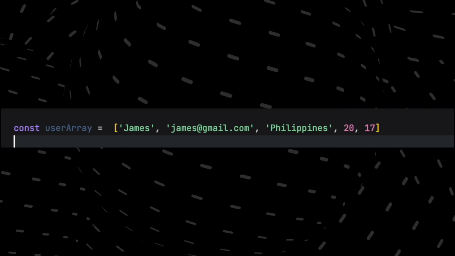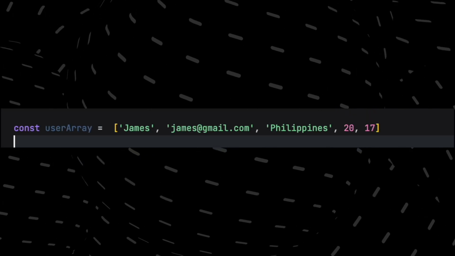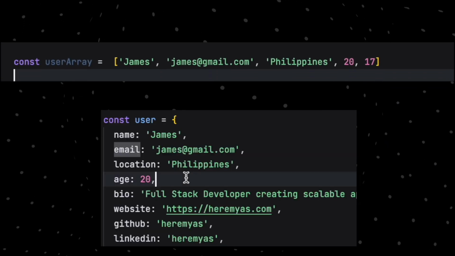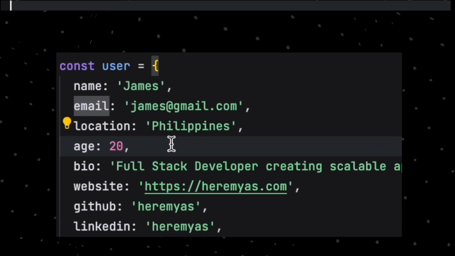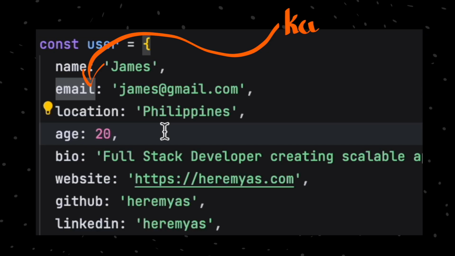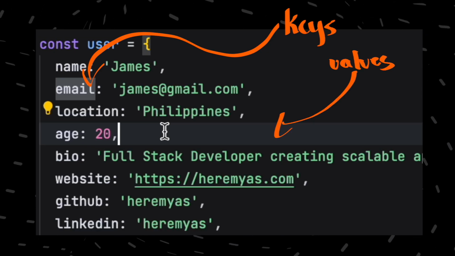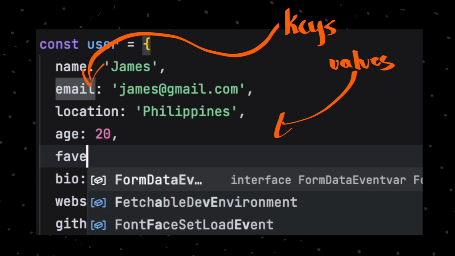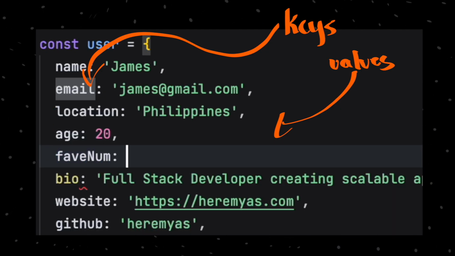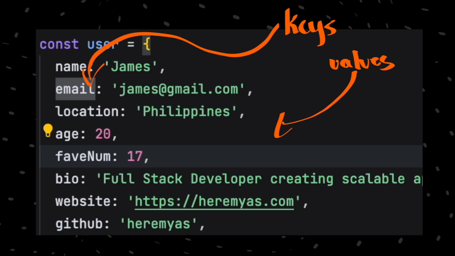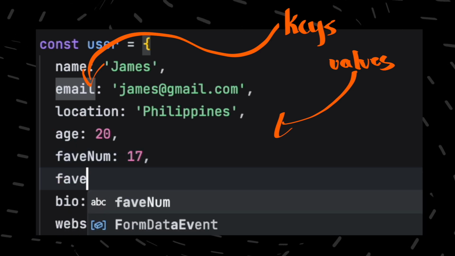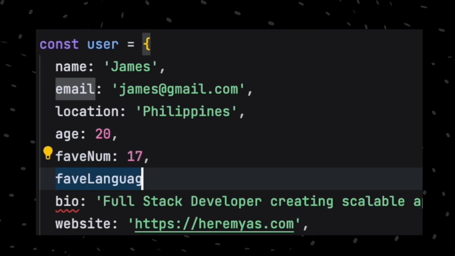So to make this right, it's even better if we use an object where each data has a label, or in an object, we call them a key. Like for age, right? We can explicitly say that 20 is an age, 17 is the favorite number, name is James, birthday, favorite language, right? So this is useful for data.